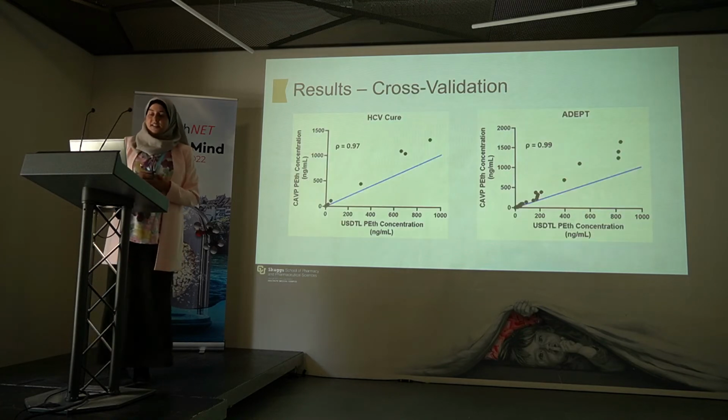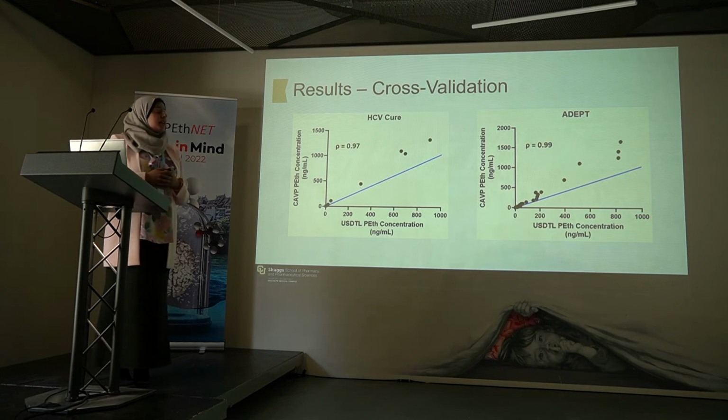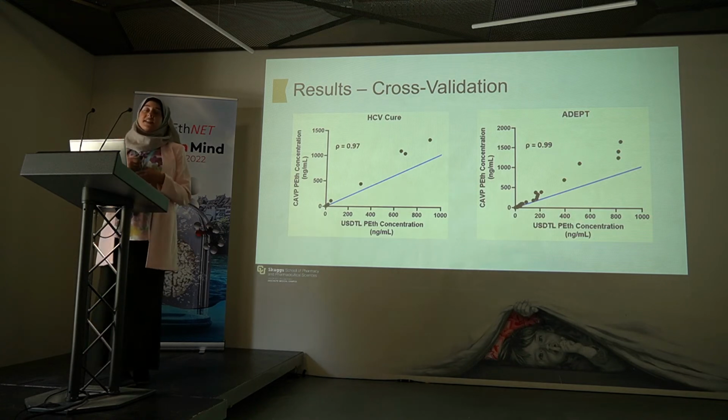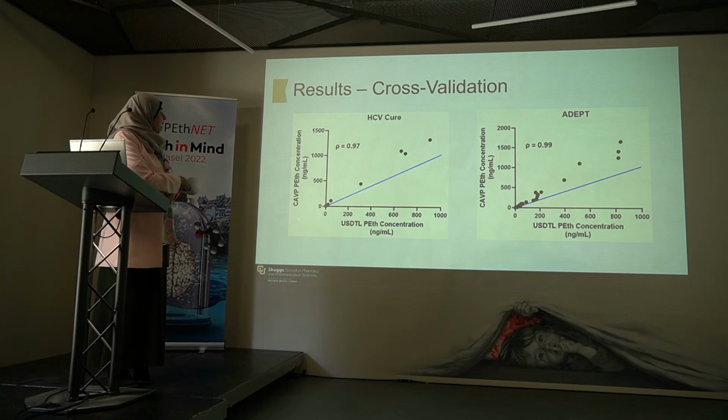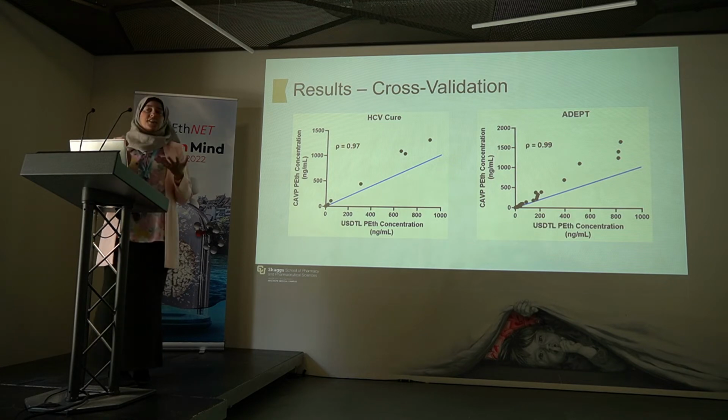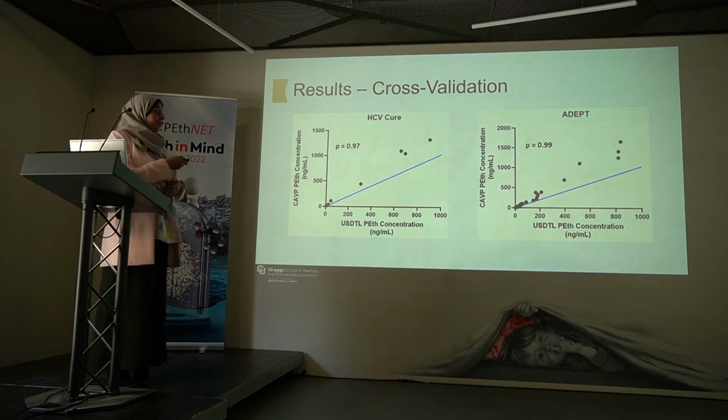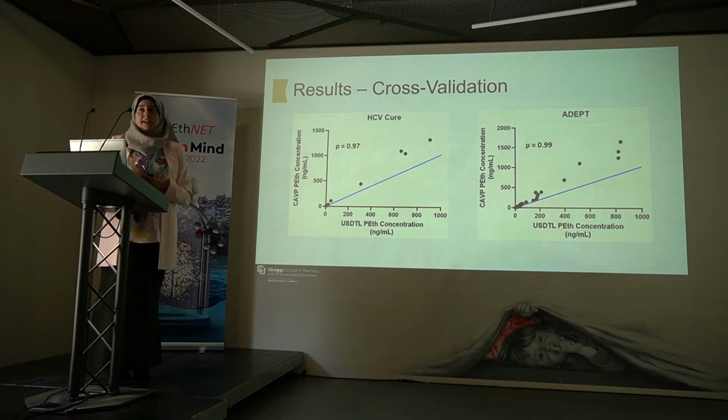Moving on to the cross-validation results. So what I've done here is I've plotted our cross-validation data by study that was sent to us. And on the y-axis, we have our lab's concentrations, and on the x-axis, we have the USDTL's concentrations. And right away, looking at these data, the first thing you notice is that we are seeing very high correlations, with rho values of 0.97 and 0.99.